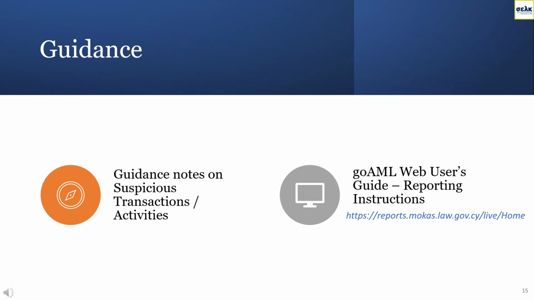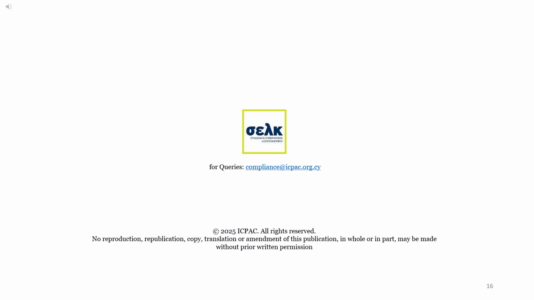The guidelines to obliged entities are binding and the submitted reports should fully comply with reporting instructions. As of December 13, 2021, reports that do not comply with the guidelines are automatically rejected by the system and are not considered to have been submitted to the unit. Responsibility for taking corrective action and resubmitting the report rests with the responsible entities. The report is considered submitted only once it has been accepted by the system. The guidelines to obliged entities can be found in the GoAML platform at reports.mocas.law.gov.cy/live.